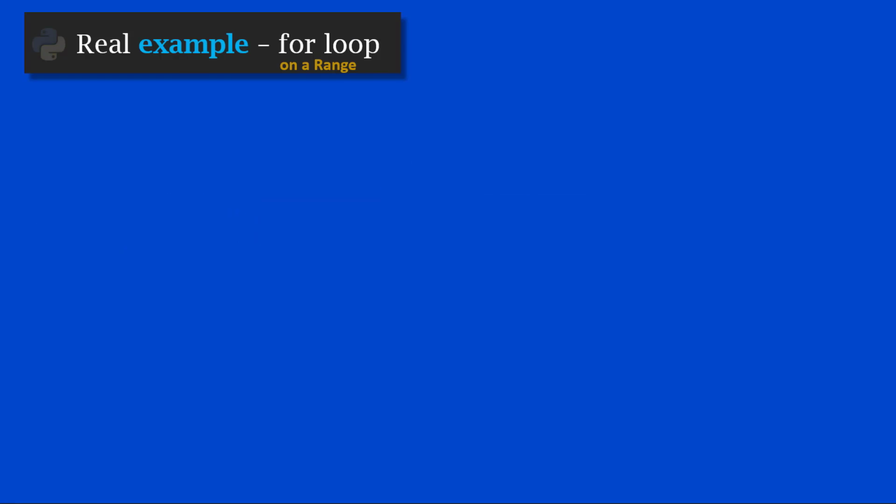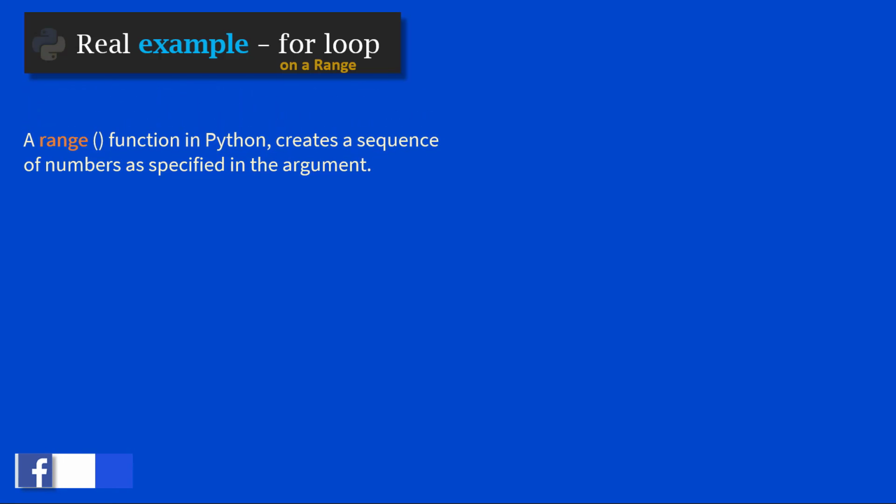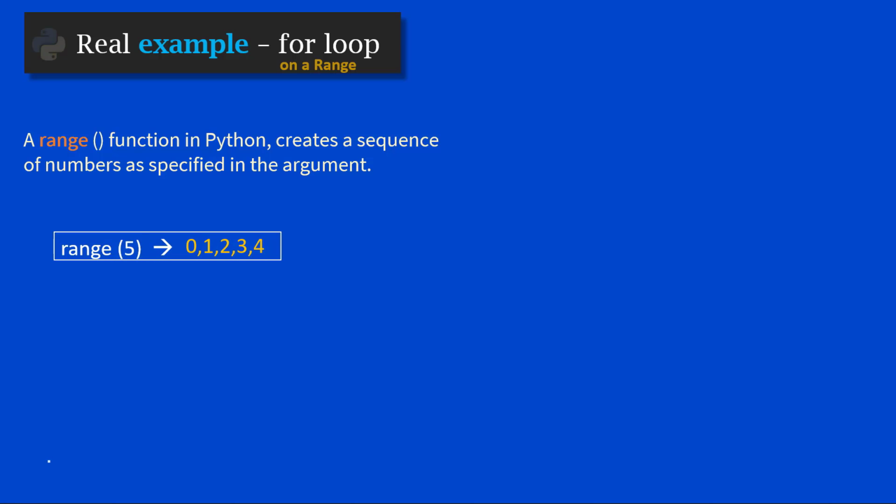Let's look at some real examples where a for loop is being used and how you can use it. For example, range in this case. So what is range basically? Range in Python is a function which creates a sequence of numbers as specified in the argument. If you provide range with some argument, let's say 5 in this case, then it will generate numbers starting from 0 to 4, not including 5, right?